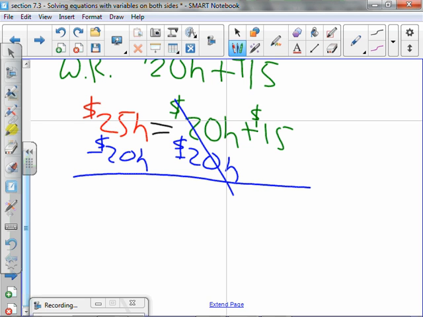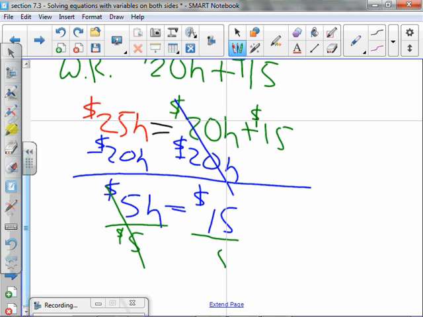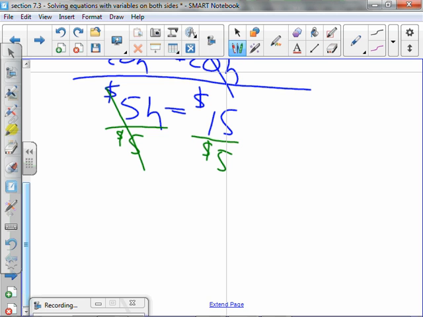I have 5H is equal to 15. And now all I'm going to do is divide by 5 on each side. 15 divided by 5 is going to equal H. So I get that H is equal to 3.